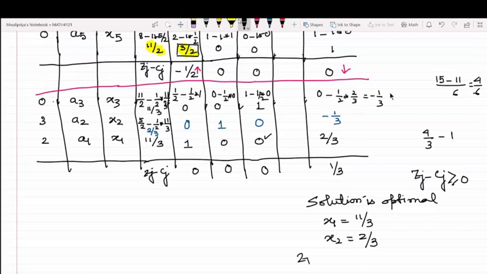And what is Z max? Z max is 2 times 11/3 plus 3 times 2/3. It's 22/3 plus 6/3. 28/3 is your answer. Are we okay with this? Are we okay with the answer?